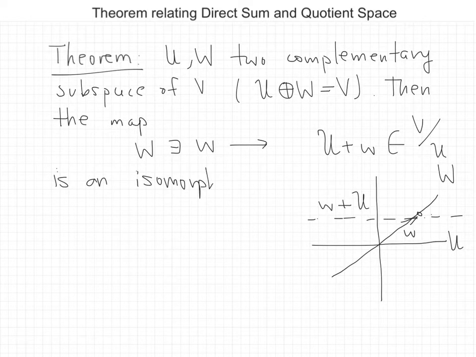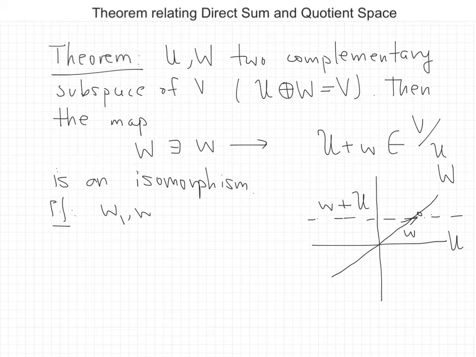So there's a couple of things to think about. Mostly it's that the mapping is linear. That follows essentially from the way we have defined the vector space structure on V by U. Let me not talk about that, but let me briefly look at why this map is one-to-one, or injective, and why it's onto.